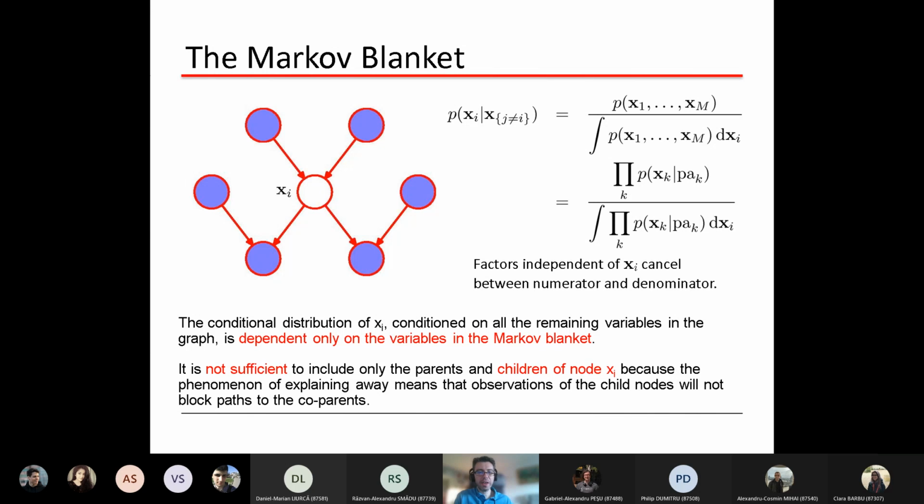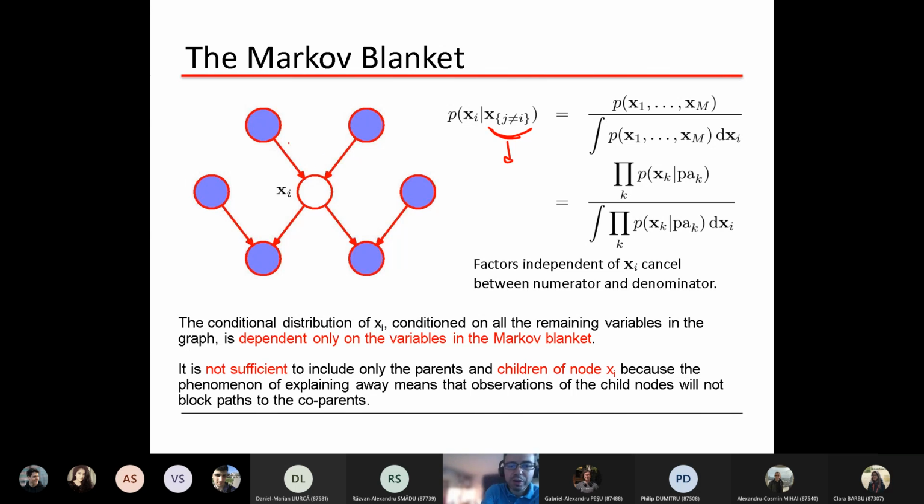The Markov blanket is a minimum set of nodes in a Bayesian network such that if they are given, if they are observed, xi will become independent from the entire DAG, from the entire graph. So if we are given this Markov blanket, it will become independent from all the other nodes. And let's see which are these nodes.